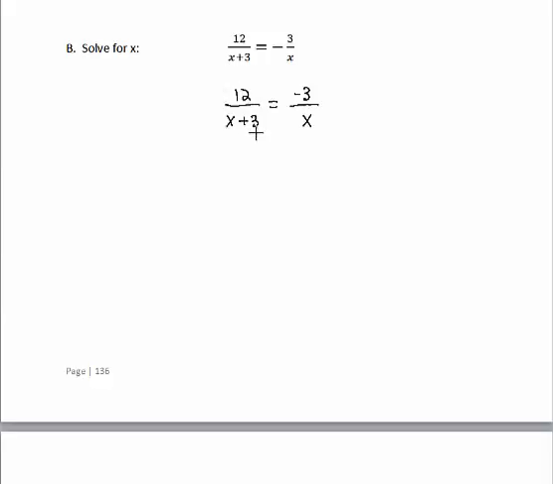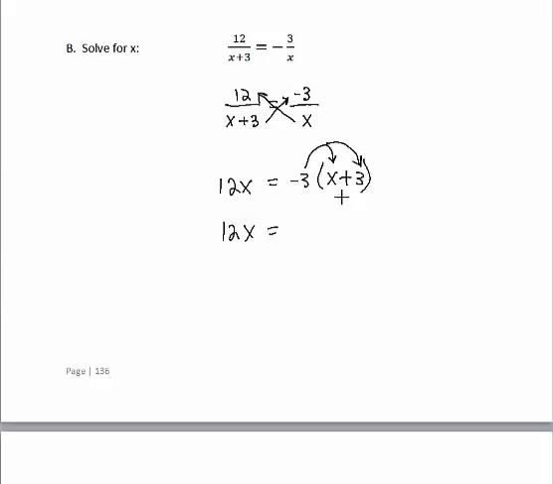We have a ratio equal to another one. We cross multiply. 12 times x goes to one side of the equal sign, and then a negative 3 times x plus 3 gets placed on the opposite side of the equal sign. We have an equation with no fractions, which is definitely preferable.